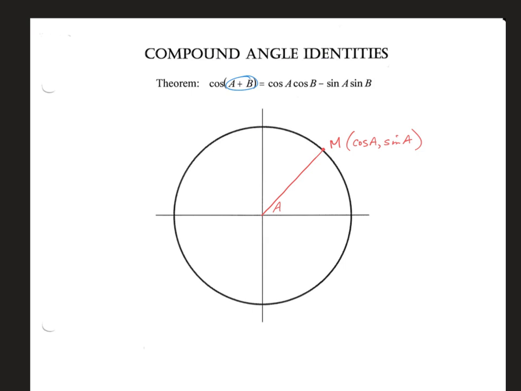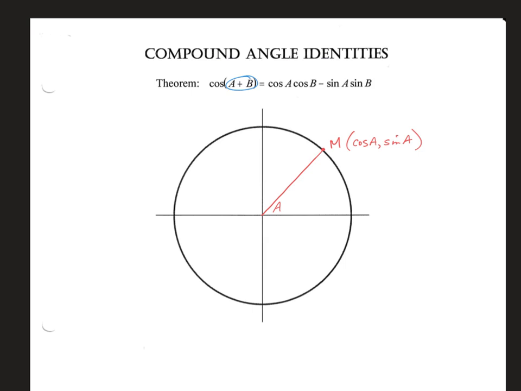So that means that I'm going to have to produce a terminal arm that lies in a position based on me rotating an A angle and then a B angle. So what I'm going to do is I'm now going to rotate some imagined amount of B angle from A. Now, for the purpose of this proof and making sure that our diagram can look a little cleaner, I'll explain it later.